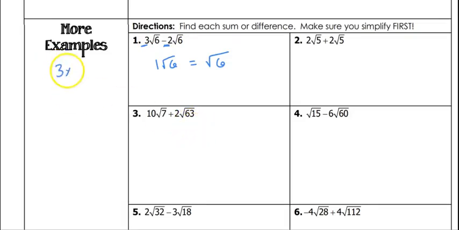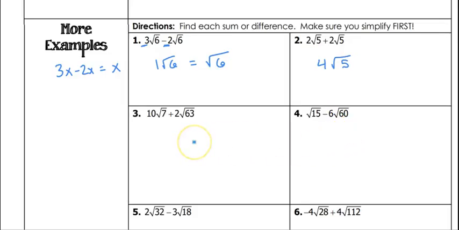Just like if you had 3x minus 2x, that would just be equal to x. All right, we subtract or add the coefficients, and then the number inside stays the same. Okay, so like this one here, square root of 5 cannot be simplified. All right, but these are the same, so I can add them together. So 2 plus 2 equals 4 square root 5.